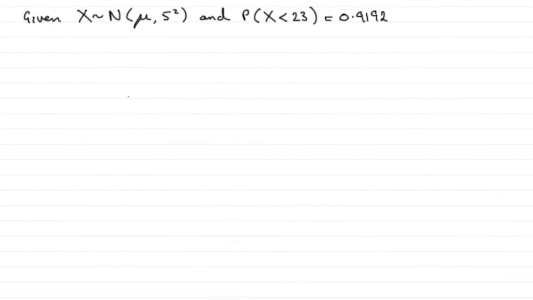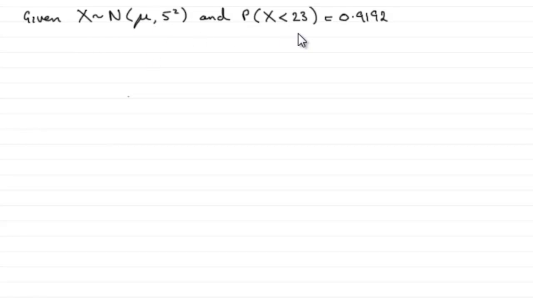Now in this part of the question then we're given that the random variable x is normally distributed with mean mu and variance of 25 or 5 squared. And we're also told that the probability of x being less than 23 is equal to 0.9192. And we've got to find out what mu is, the mean.